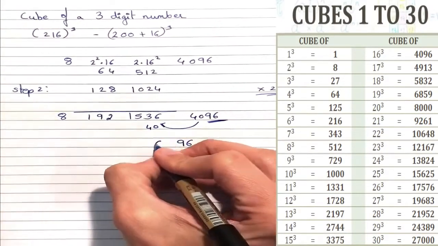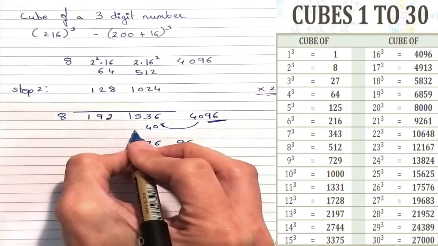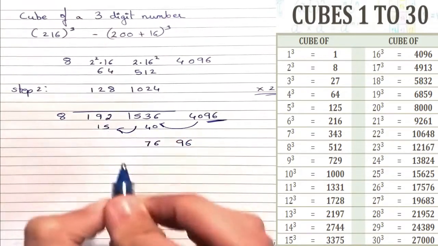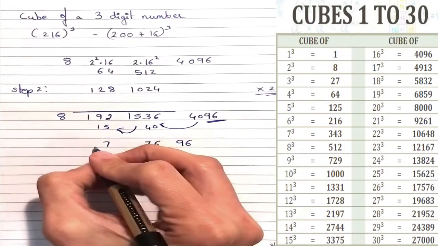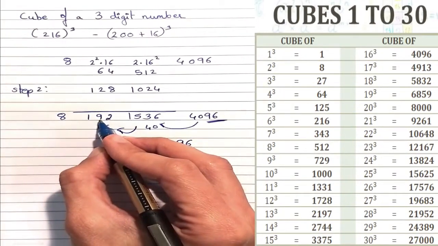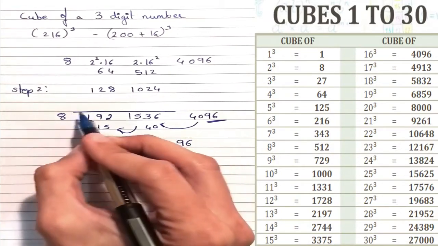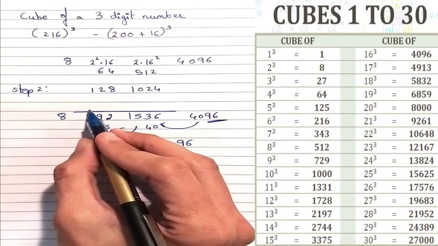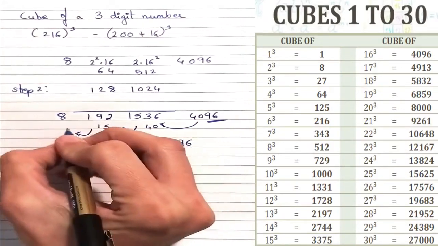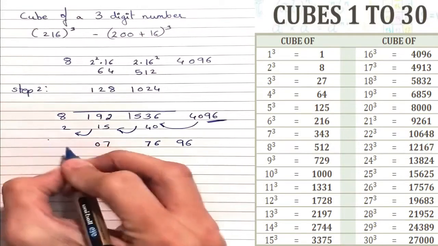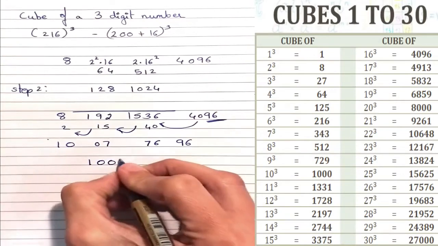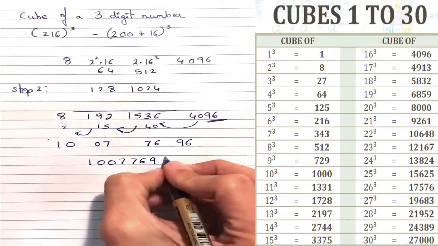Alright. Now, we'll add these numbers. So we'll take 76 and then 15 will get carried over. Now add 15 to 192. So 5 plus 2 is 7, 9 plus 1 is 10, 0, 1 plus the carry over, so total 2. 2 will get carried over to 8. So 8 plus 2 will be 10. So our answer is 10077696.